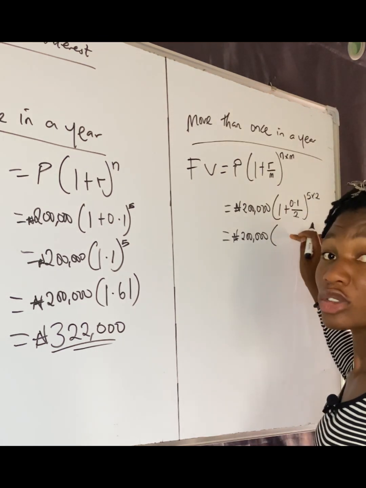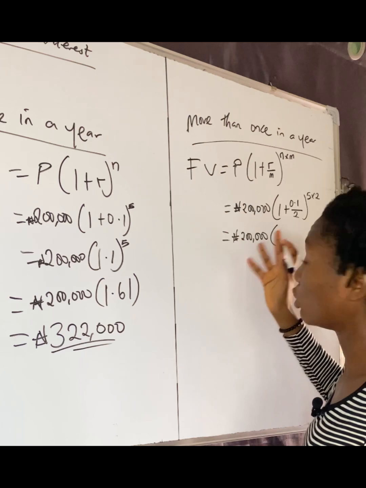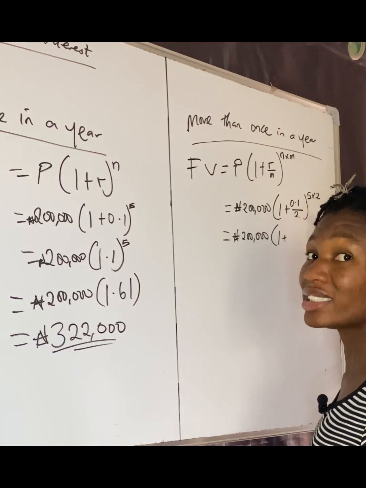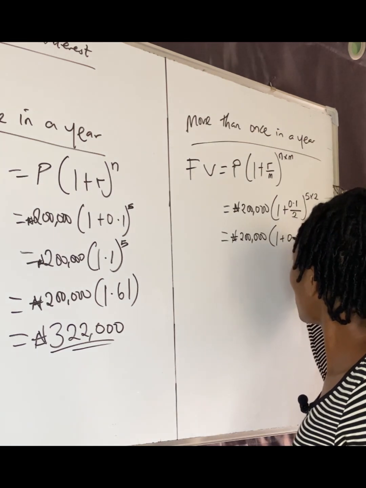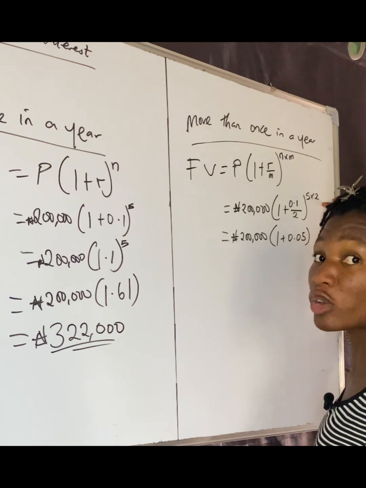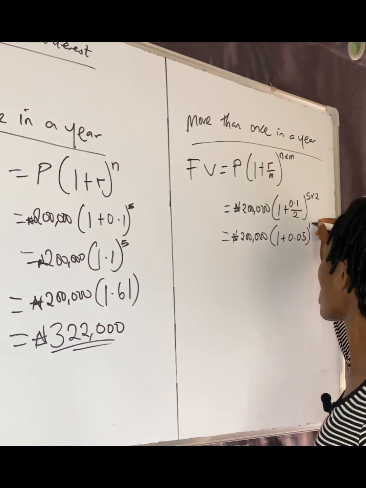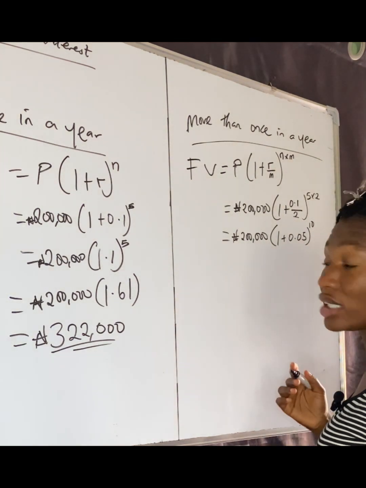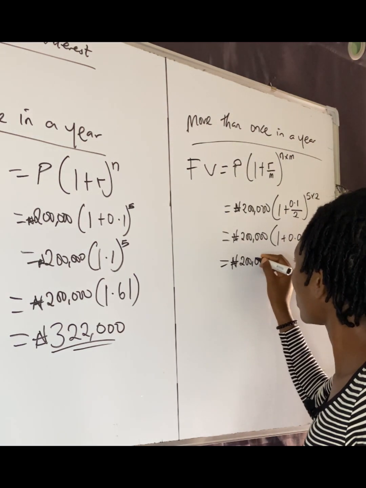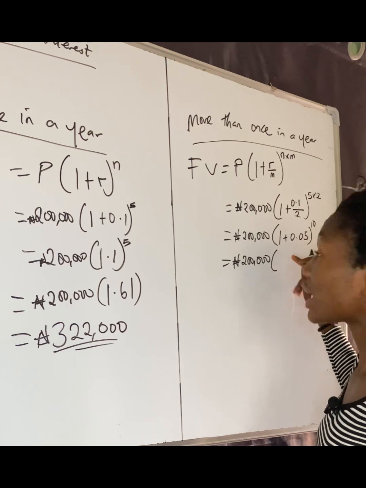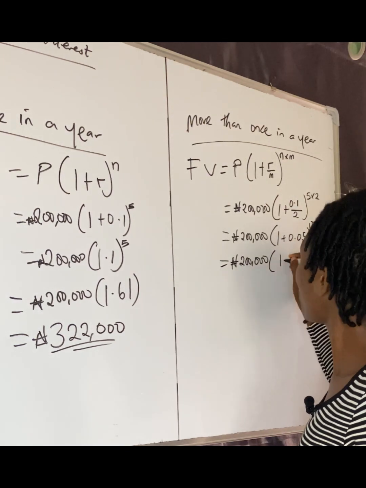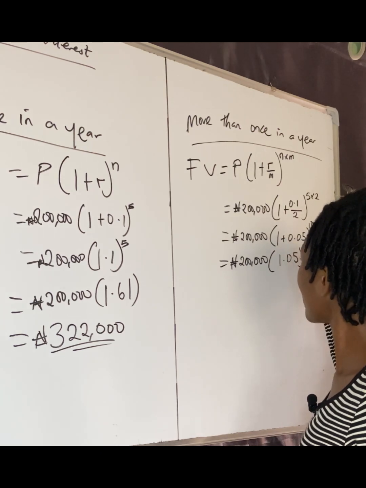Now back to our bracket. We'll have to focus on our bracket before we multiply. Now we are having 1 plus 0.1 divided by 2, which gives us 0.05. And then 5 times 2 for the raised to power, which gives us 10. So we are having raised to power 10. The next step, we have 200,000. Now for our bracket, we have 1 plus 0.05, giving us 1.05 raised to power 10.